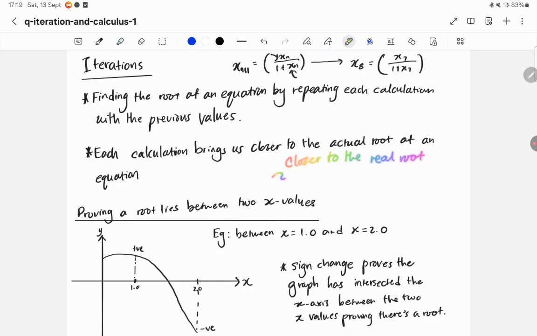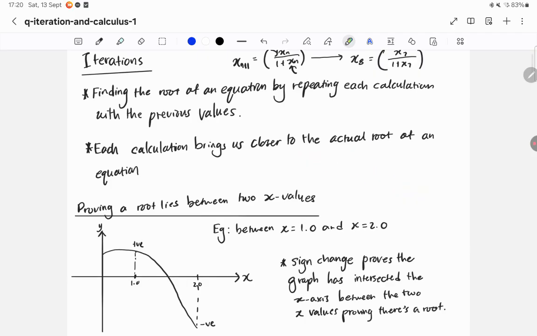And there'll be a certain point where that iteration becomes constant. It doesn't change anymore. The value of x_{n+1} does not change anymore. And this tells us that we have arrived at the value of the root. So when there is no change, we are at the actual root. Okay, so that's what it is.